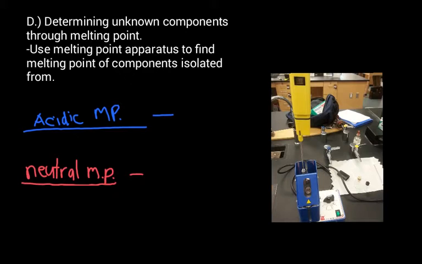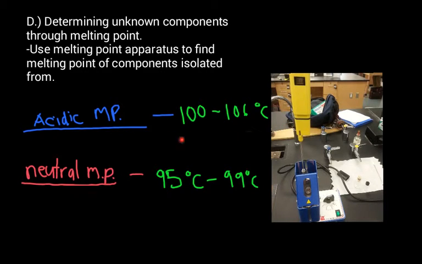Part D. Determining the unknown components through melting point. The student used a melting point apparatus to find the melting point of the components found from the unknown compound. As you can see on the right over here, we have a melting point apparatus with the thermometer, and inside here is our components. The acidic component had a melting point of 106 degrees Celsius. The neutral component had a melting point of 95 to 99 degrees Celsius.